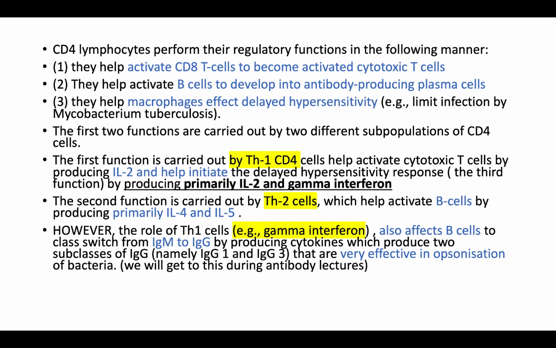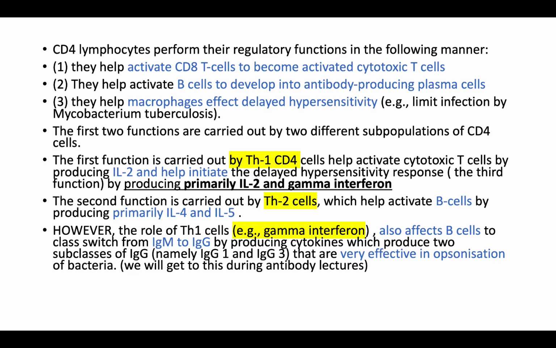حكينا إنه CD4 lymphocytes perform their regulatory function. حكينا إنه they can activate CD8 cells. This is the interleukin-2 pathway, the cellular pathway to make the cytotoxic activated cytotoxic T cells. حكينا the other pathway is to go towards the humoral pathway to activate B cells to become plasma cells that produce antibodies. They also حكينا they help macrophages affect their delayed hypersensitivity.